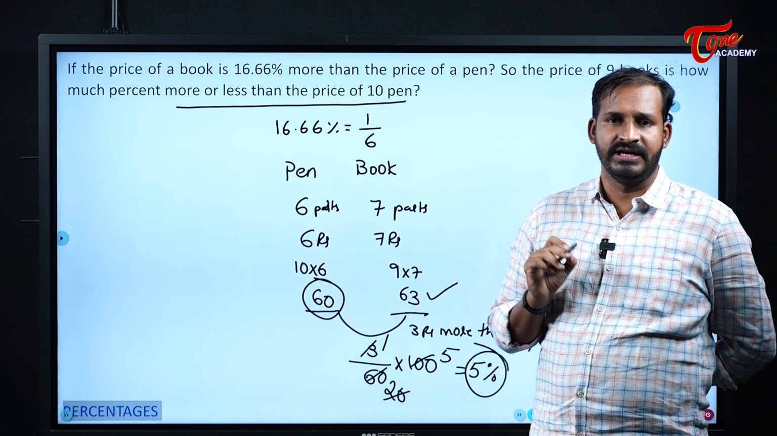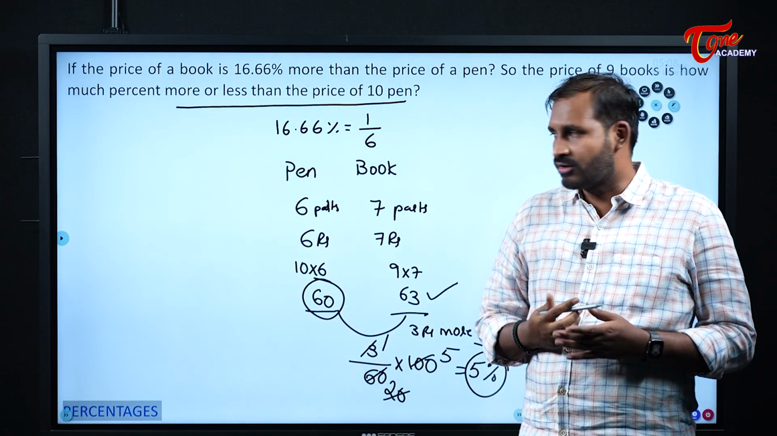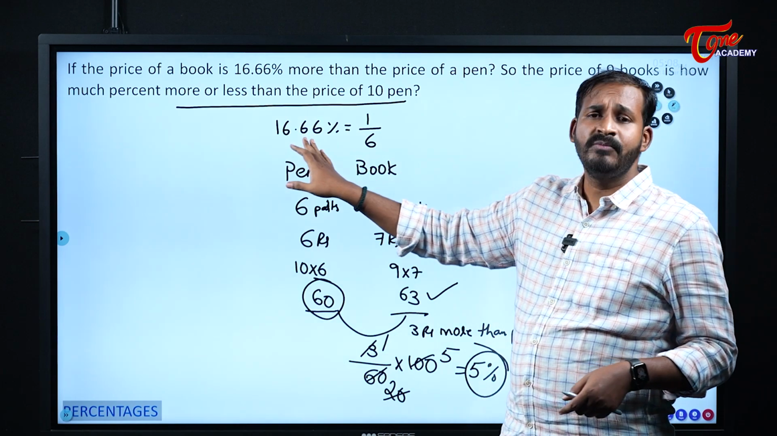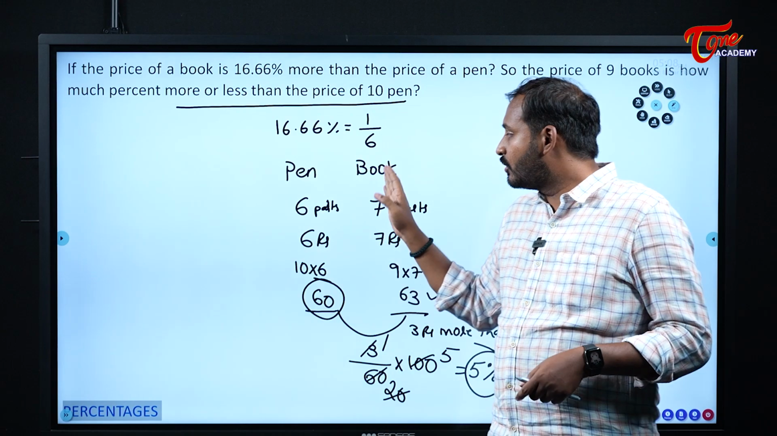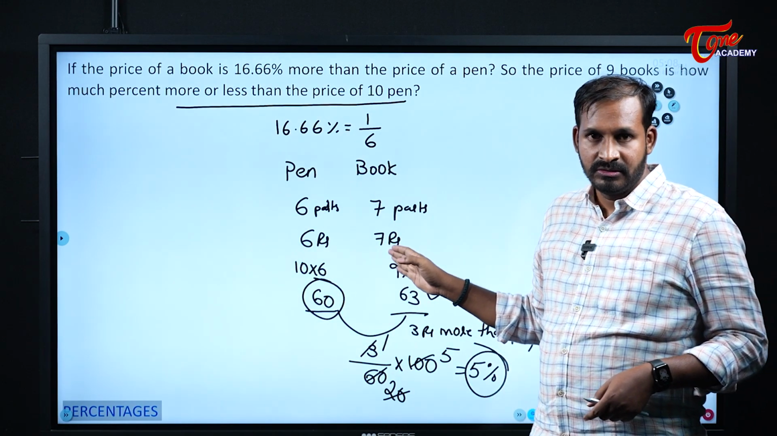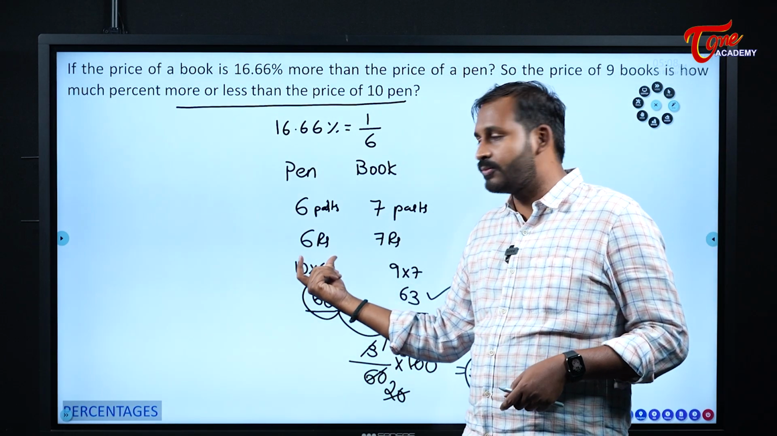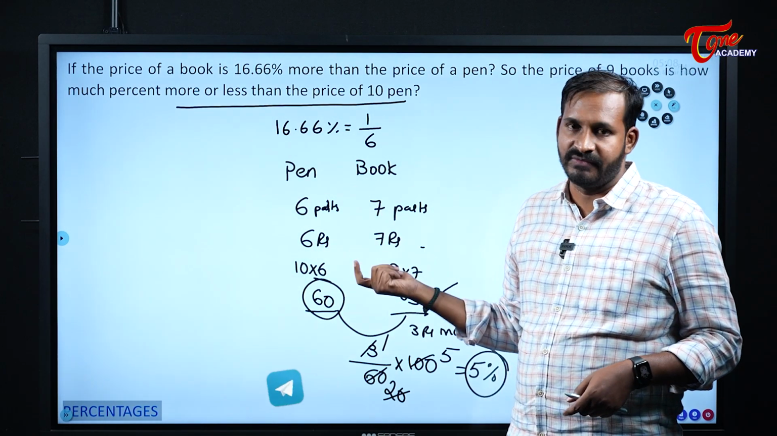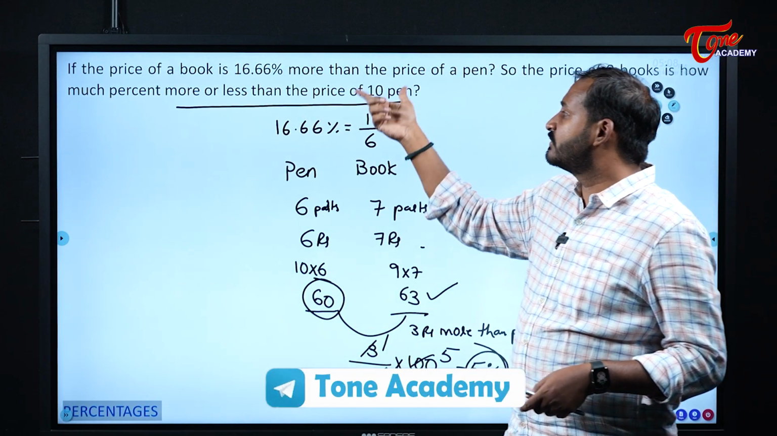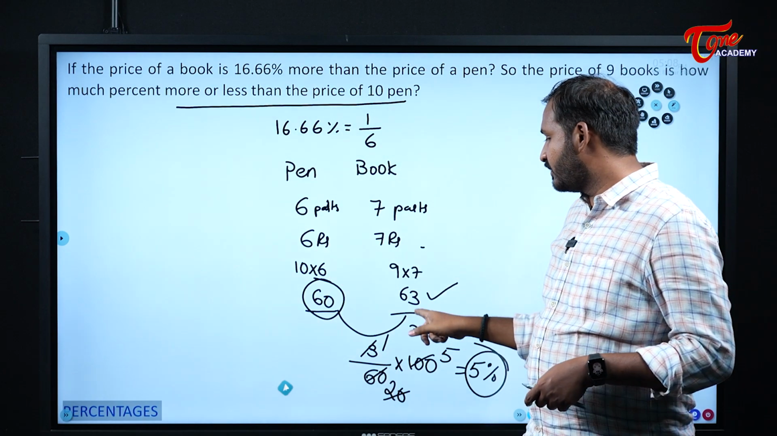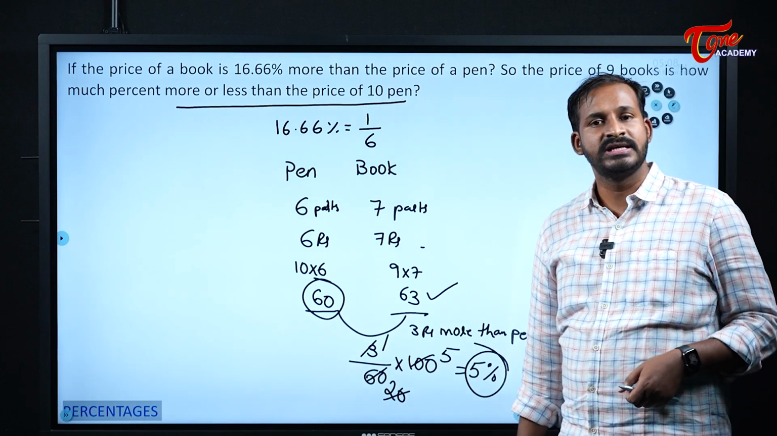What is initial and final? It will vary based on the questions. By practice, you will understand the concept. See here, 16.66, we know it is 1 by 6. So pen and book, if pen is 6 parts, book obviously becomes 7 parts. These are parts, but for my calculation easiness, I will take pen price as 6 rupees, then obviously book price becomes 7 rupees. In the question, they asked us to compare the prices of 9 books with 10 pens. So 9 books price will become 63, 10 pens price becomes 60, and when I compare, the profit I got here is 5%.